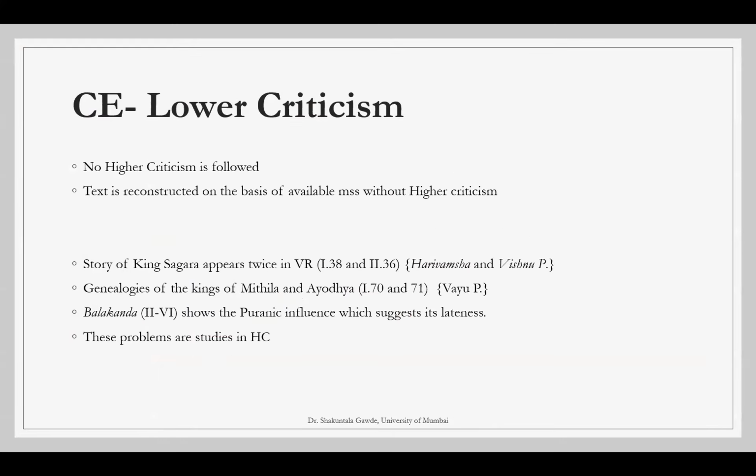So what I was saying is there is a lot of scope for higher criticism.